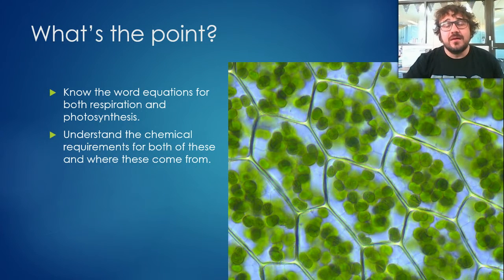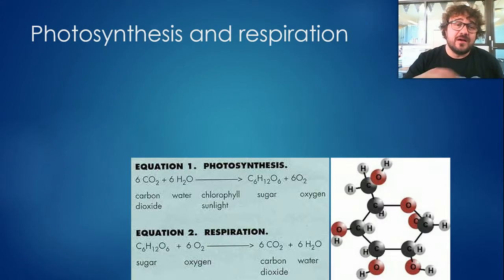By the end of today, what you should be able to do is know the word equations for respiration and photosynthesis, and if you want to push yourself, go for the chemical equations. You also want to understand what chemicals cells need for photosynthesis and respiration, where they come from and where they end up.